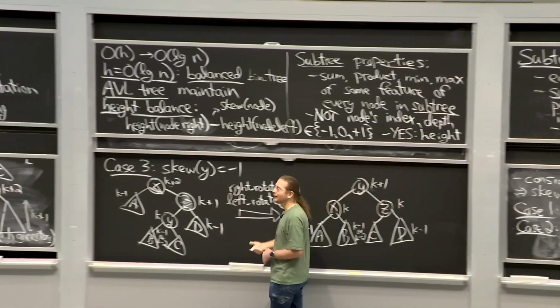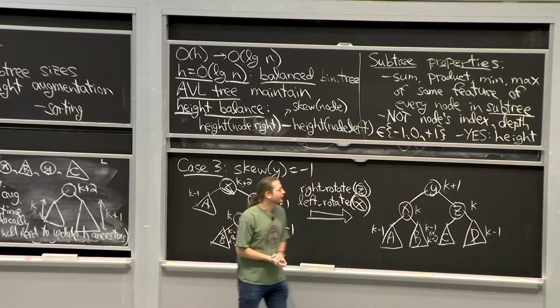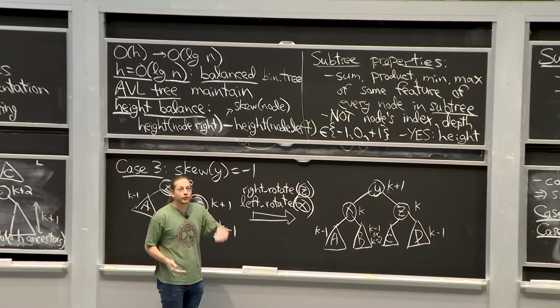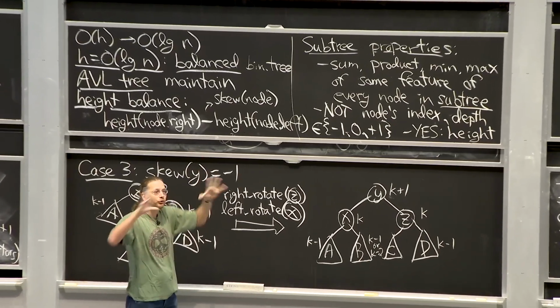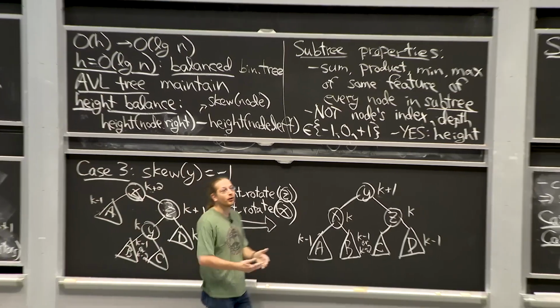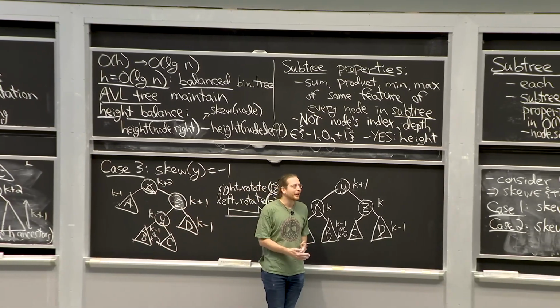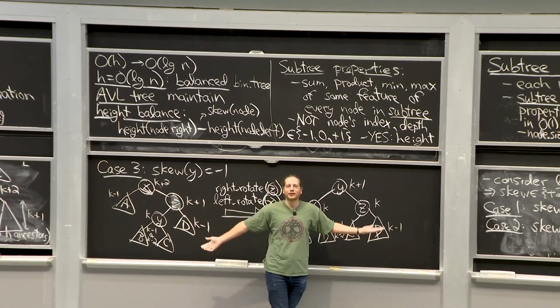We'll keep track of height and subtree size if we want them, or any other augmentations. And after order h operations, we will have restored the height balance property, which means h equals order log n all the way through. And so all of our operations now are magically order log n.